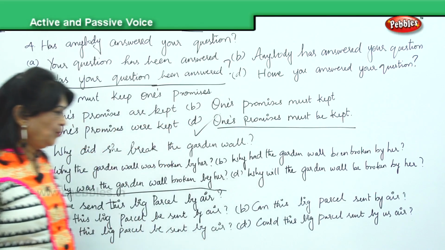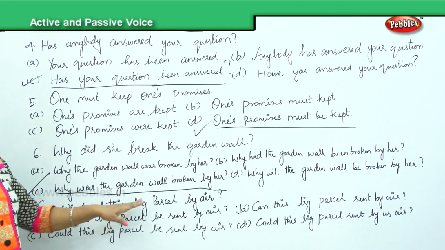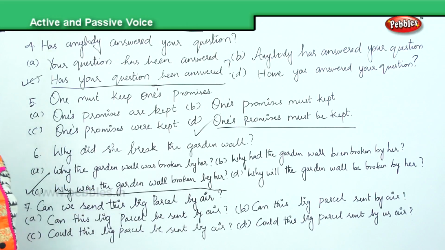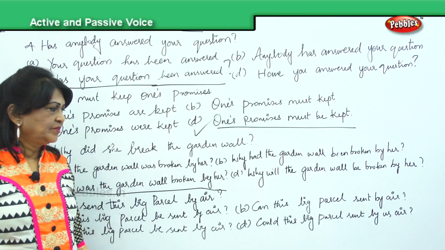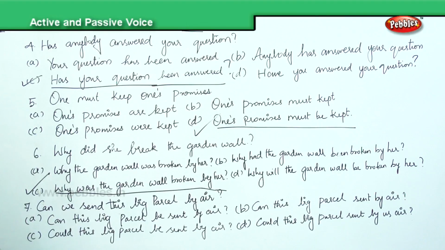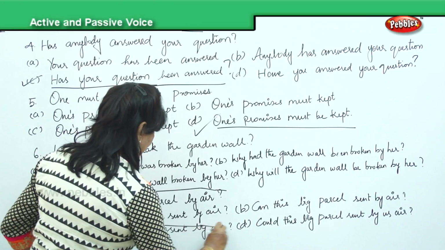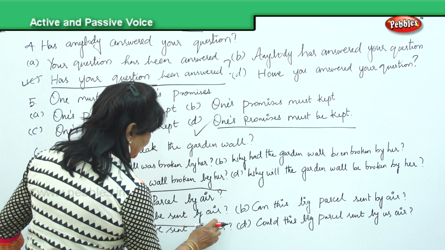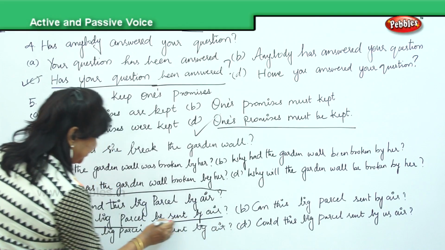Now look at the 4 sentences. Can we send this big parcel by air? Okay, first one. Option A. Can this big parcel be sent by air? Now, which will be the right answer? Yes, of course. Option A. Option A will be the right option, correct option.